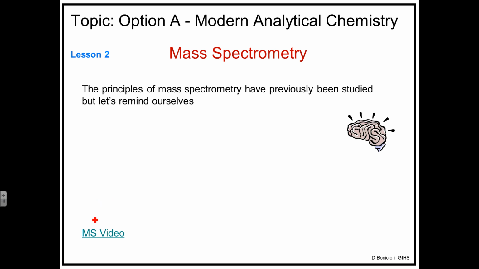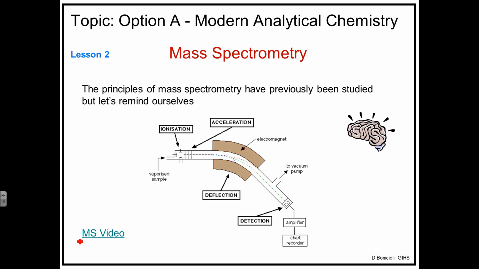Anyway, mass spectrometry is a technique that we've already studied. We studied it last year. We used it last year to determine the mass of isotopes and the percentage abundance of isotopes, so it's not new. We used mass spectrometry last year and became pretty familiar with all the different components of the mass spectrometer. So just a little bit of revision.